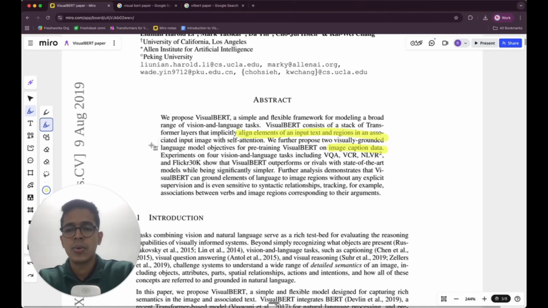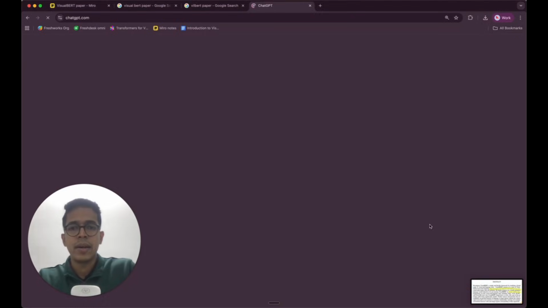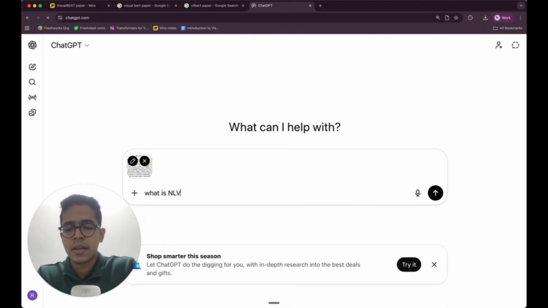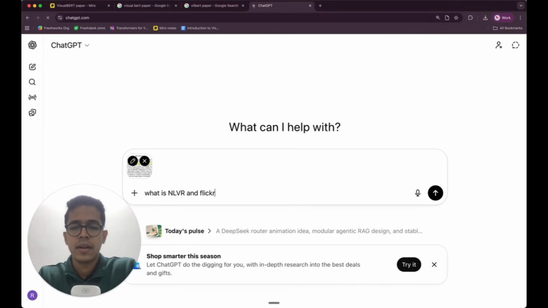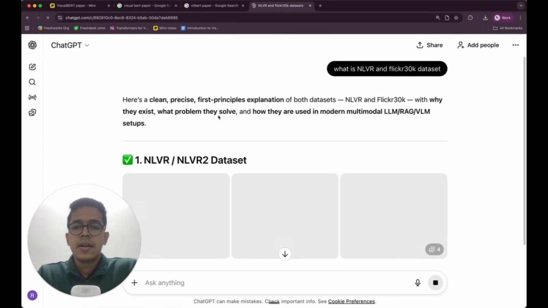So what I'm going to do is take a screenshot and ask ChatGPT, which we always do. In this series, we have no shame in asking ChatGPT for the answer to something. So let me ask, what is NLVR? I think it's natural language visual reasoning or something. And the Flickr30 dataset, 30 or 30K? I guess 30K. I'm sure it's maybe 30K image-caption pairs. I'm not sure. Let's see.